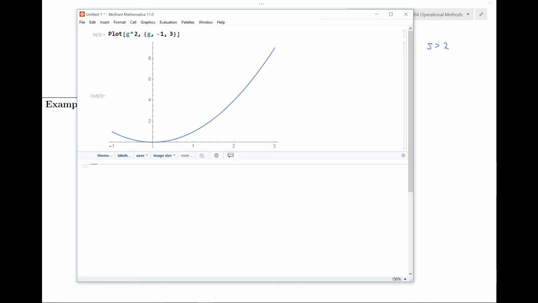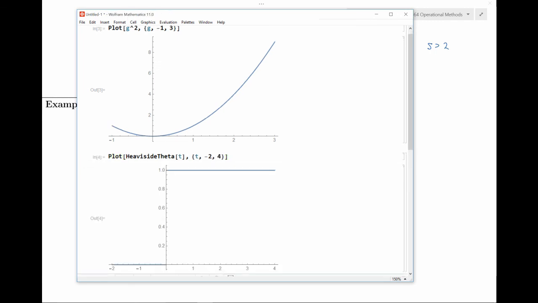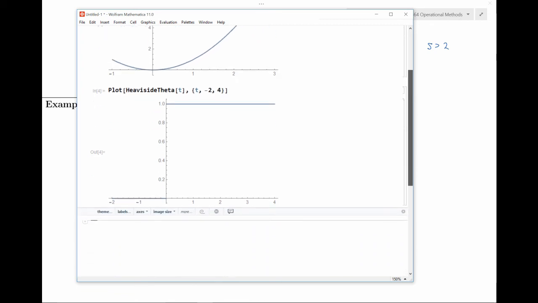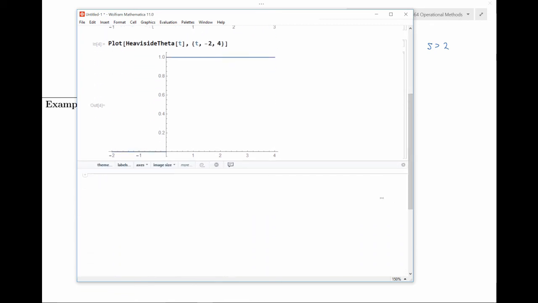Alright, so what we did today is we used a lot of integration. And so let's plot the Heaviside function, which is called HeavisideTheta. You notice Mathematica gives you a little hint. So let's just say HeavisideTheta, and let's plot it for t going from -2 to 4. And that's a step function. It's 0 before 0 and 1 at 0 and after. So what would be the Laplace transform of this function?